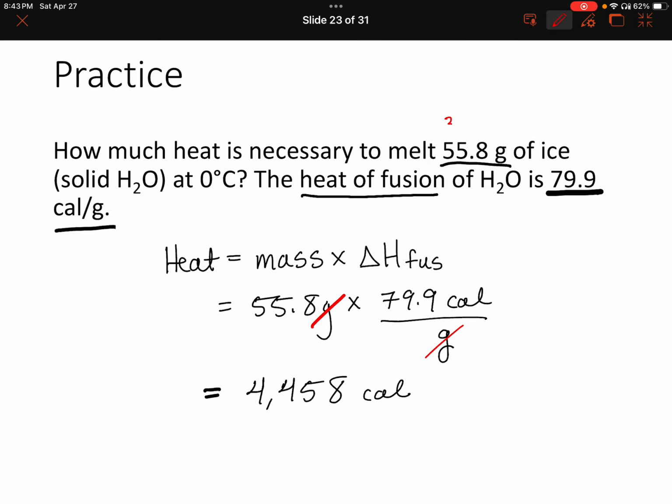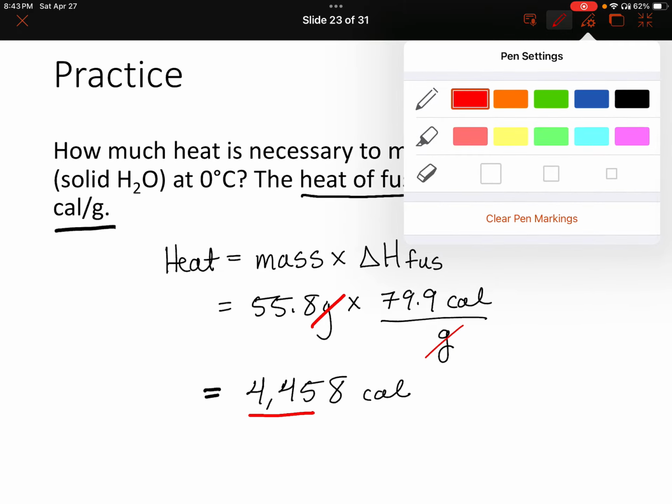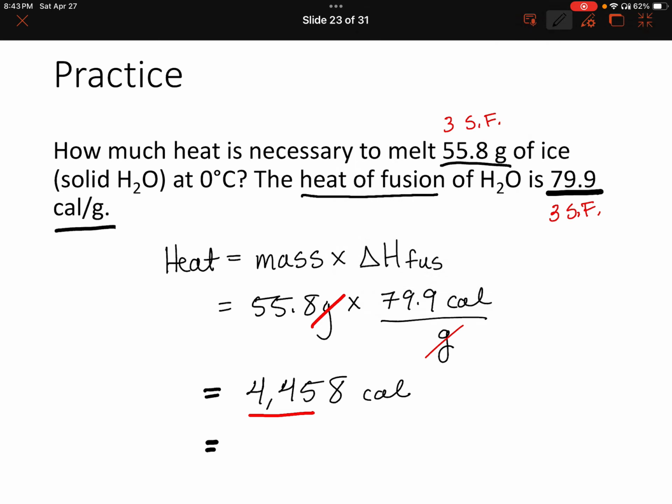So the mass, we're given 3 sig figs, and heat of fusion has 3 sig figs. So let's round this to 3 sig figs. So we should get 4,460 calories. Okay. So not too bad, right?